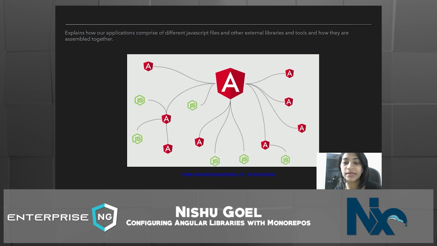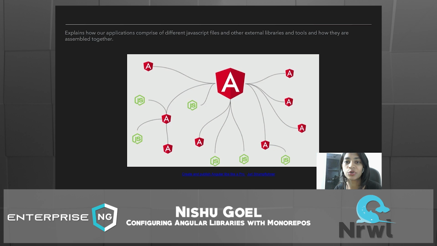And this is a very interesting image that I found in one of the talks by Yuri, and it describes how your application comprises different applications and JavaScript files and external or internal libraries and tools, and that's what builds the whole application together. So for example, this is one Angular application which comprises many different Angular libraries and JavaScript libraries or files, and this is what makes up your whole application. So you see how your application could be brought down to so many individual pieces which actually make up your application, right?